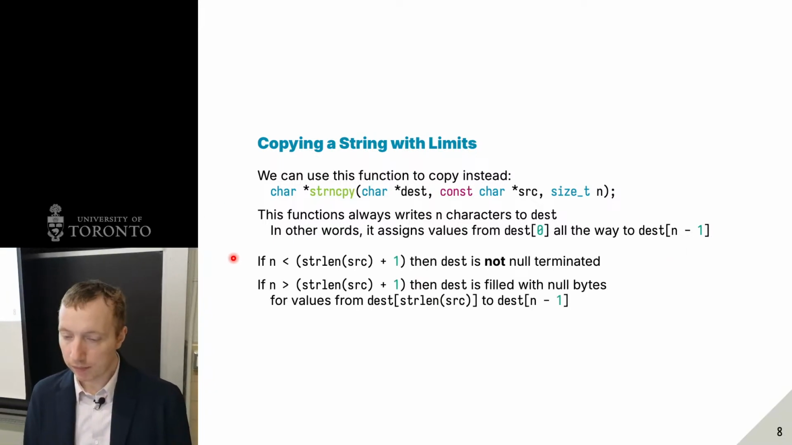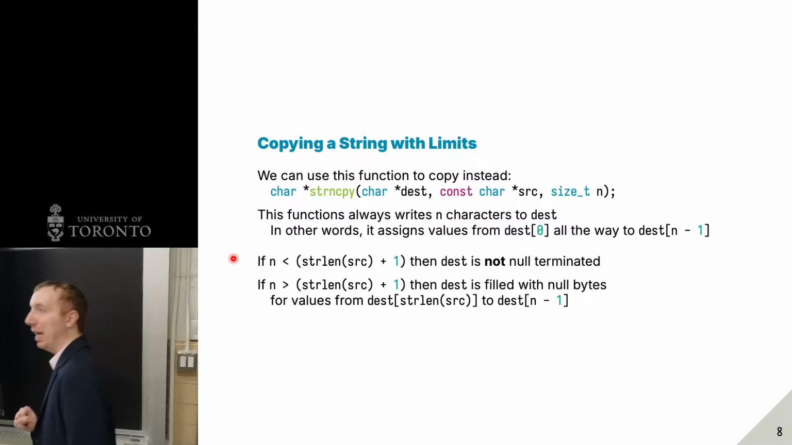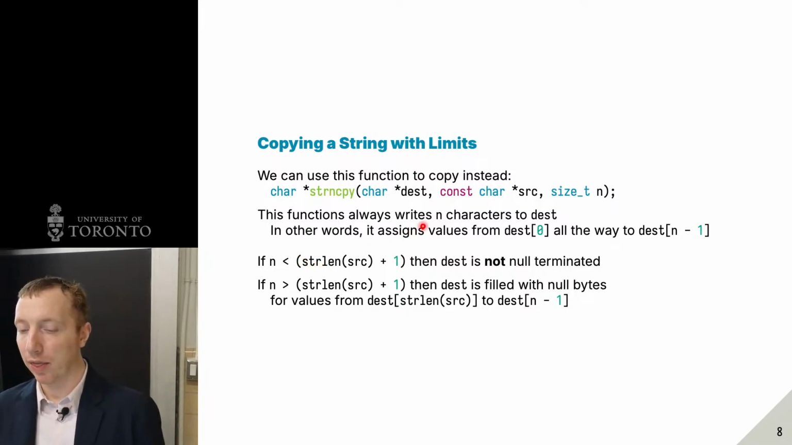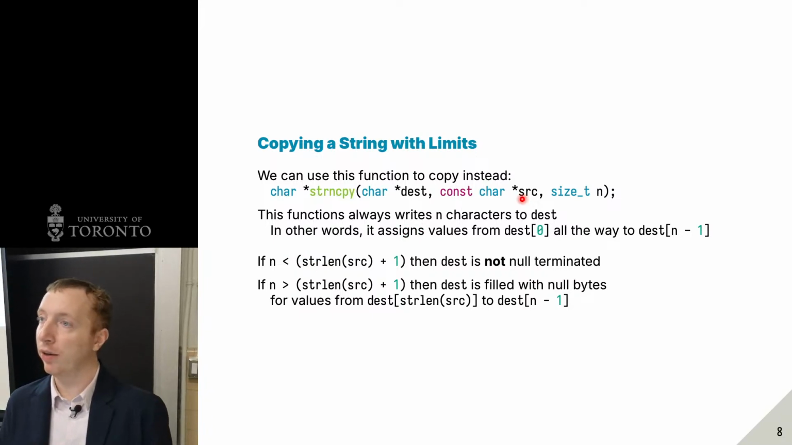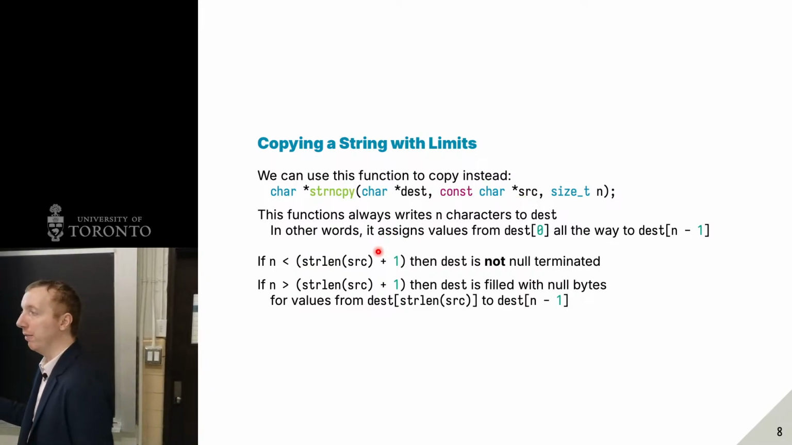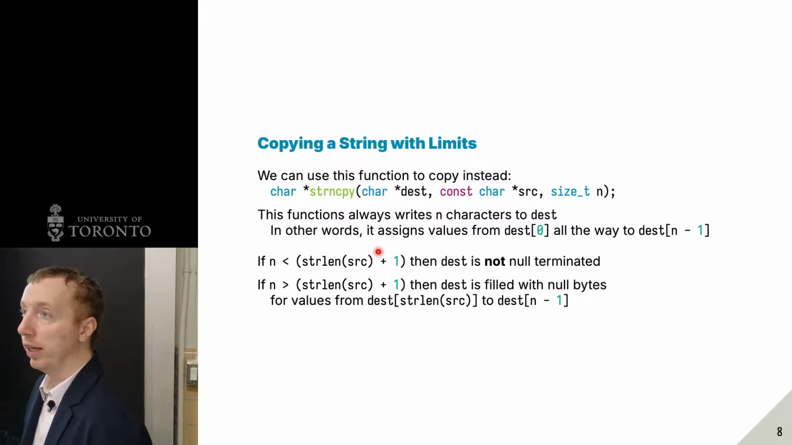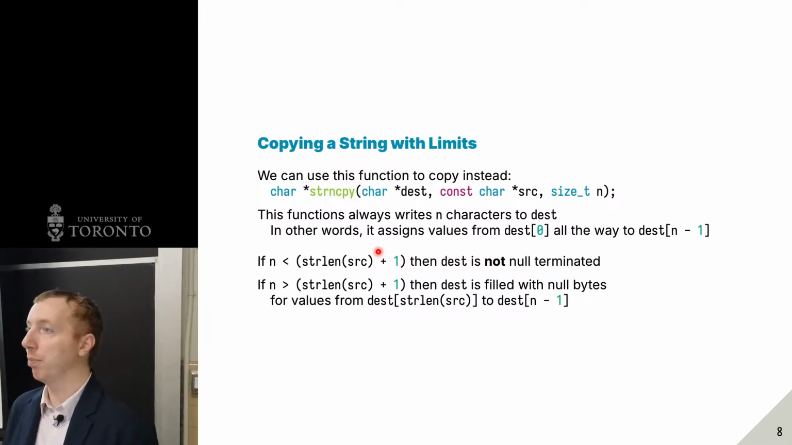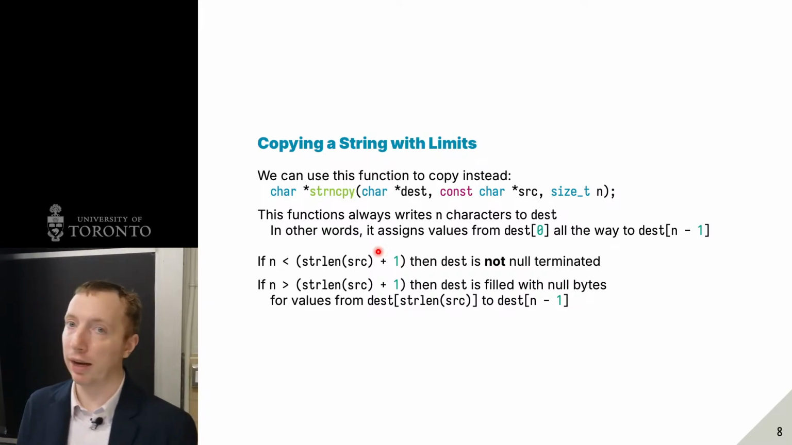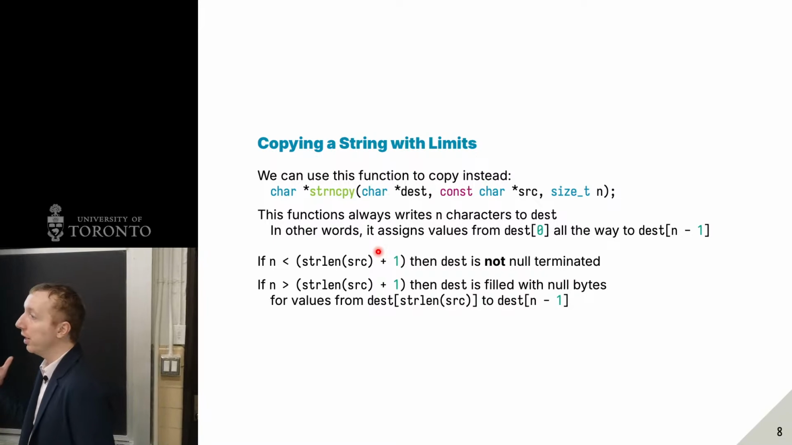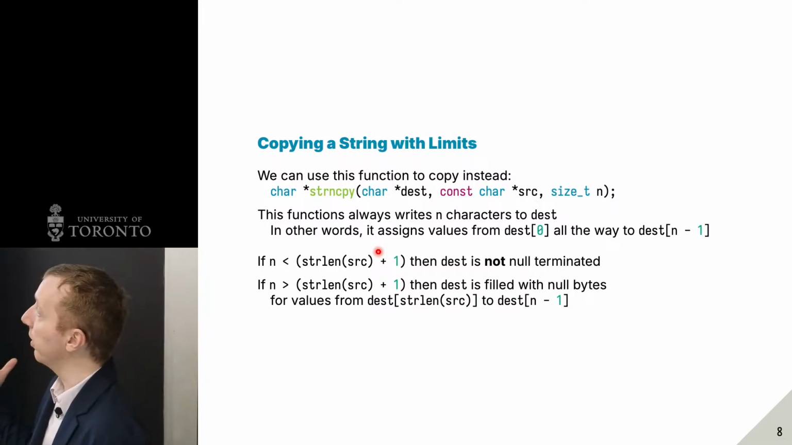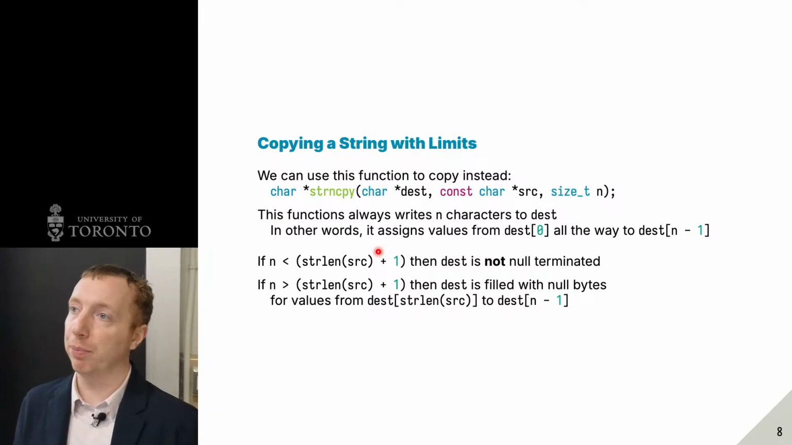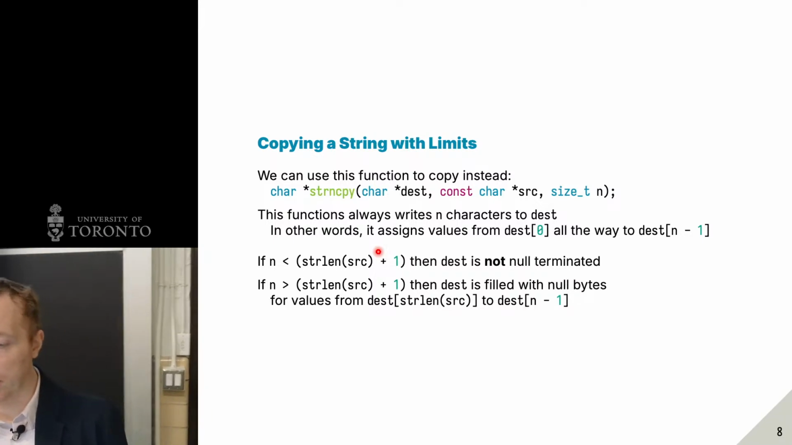So it also has some rules that may get you into trouble. If n is less than the str length plus 1, so if the number I give it is not big enough to actually hold the entire C string, it will not null terminate it. It will just blindly copy characters up to that limit and stop. So it is not null terminated. It's guaranteed not to be null terminated in that case, which, if you tried to print it, might get you into a world of hurt.